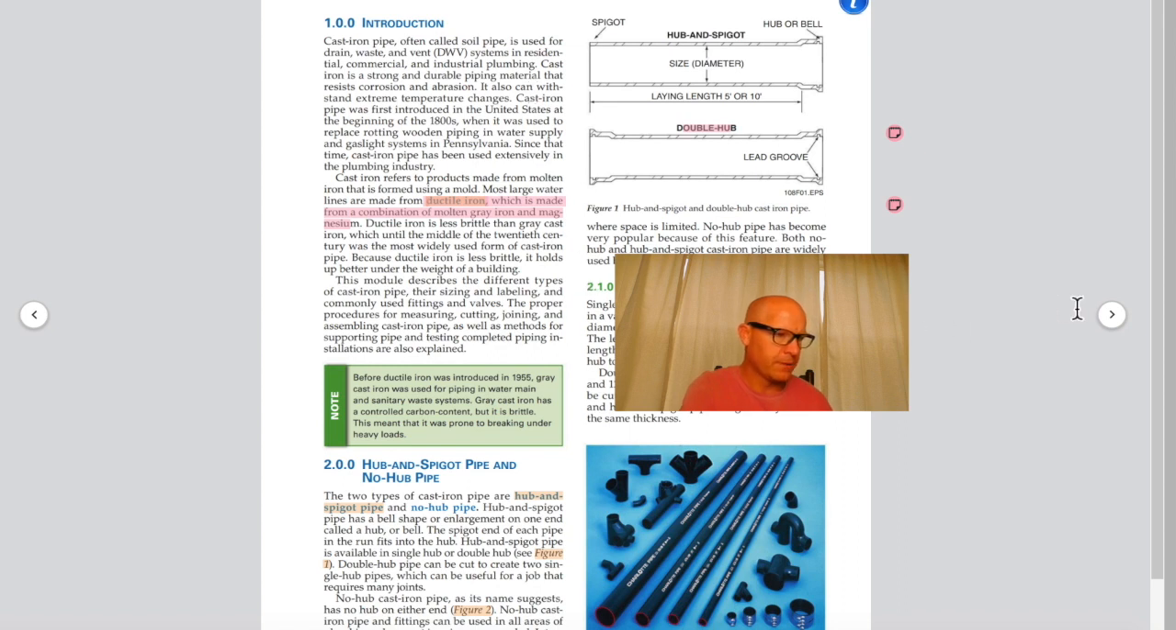Another note here is you should be able to identify that this is a double hub type pipe. All right, so this piece of pipe here has a hub here and a hub here. This is hub and spigot, meaning this being the spigot, this being the hub, or some folks refer to it as the bell. And the spigot goes in the bell, and the line can continue on. But this will be on the test, double hub pipe.